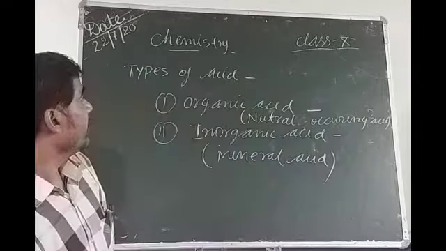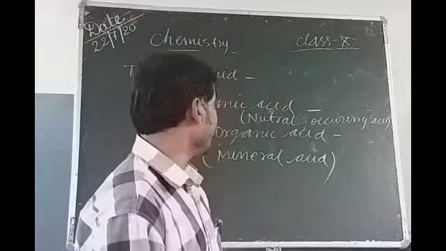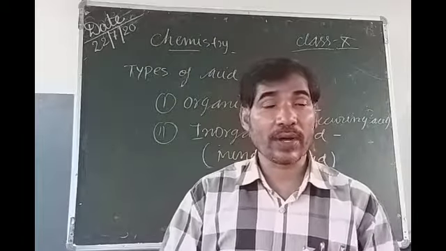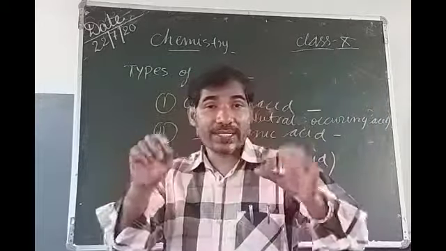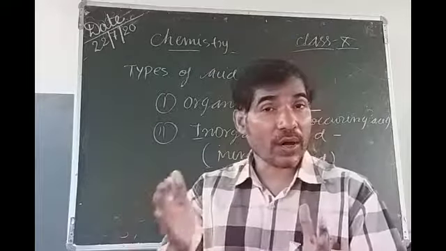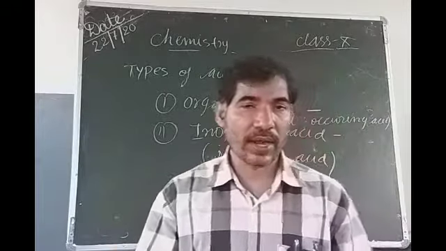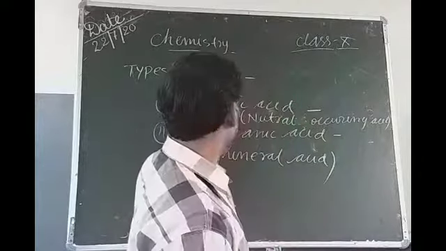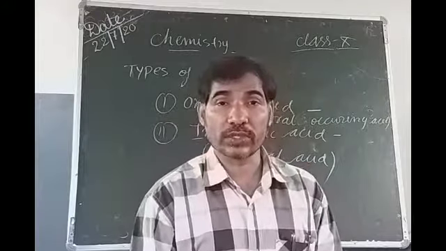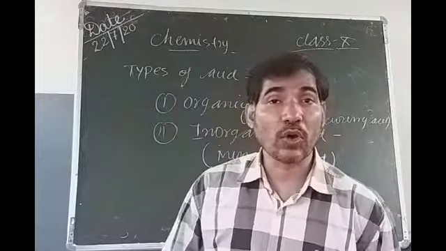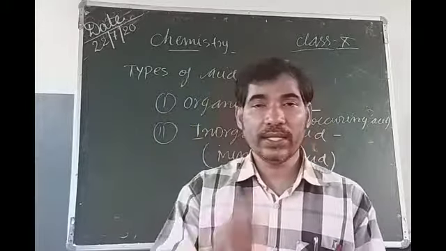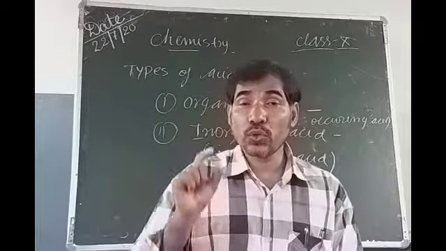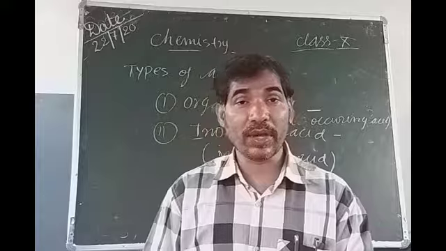So we are seeing here that acids are of two types: one is called organic acid and the second is called inorganic acid. Now we will define what is organic acid and what is mineral acid. Those acids which are obtained from plants or animals are called organic acids, because we are defining organic and inorganic acids on the basis of source. Means we can say acids are of two types on the basis of source. So what are organic acids? Those acids which are obtained from plants or animals are called organic acids.